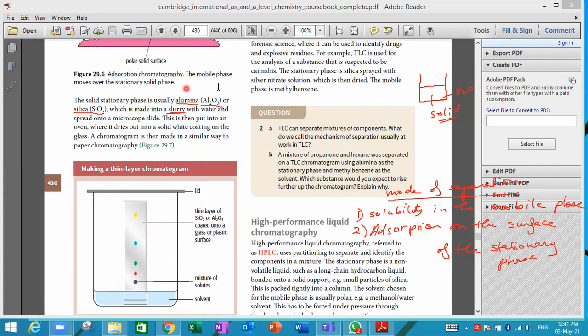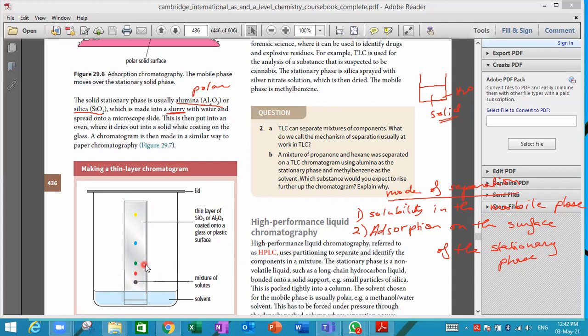Of course, alumina and silica are polar. And this means that our stationary phase is polar. And so the solutes that are also polar, because we said before that like dissolves like, everything would like to go with what resembles it. So if we have a polar solute inside the mixture, the polar solute would like to be adsorbed at the polar alumina or silica at the surface of the stationary phase. But if it's not polar and it would like to dissolve more in the mobile phase, then it's going to move with the mobile phase. And in this way, they are separated from each other.